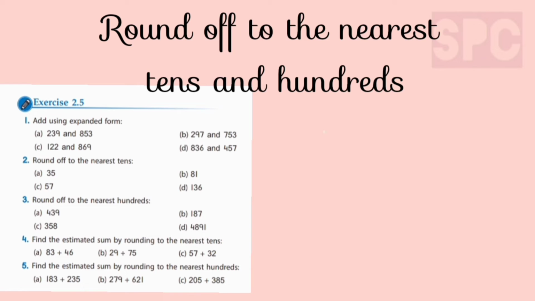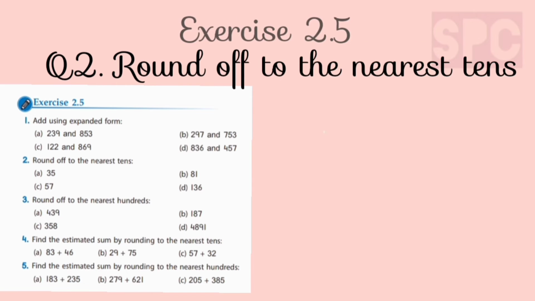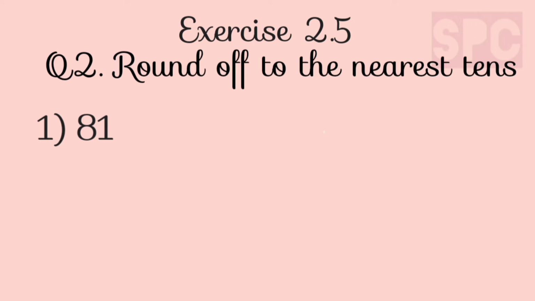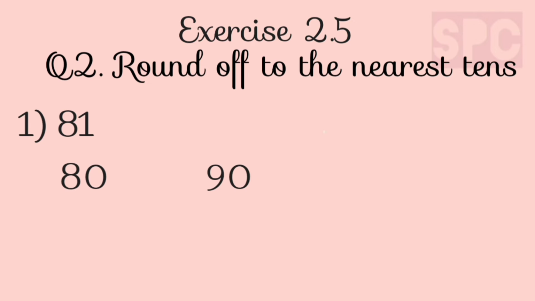So let's start by understanding the method to round off any number to its nearest tens with the help of an example. First example, 81. Now we have to round off 81 to its nearest tens. We all know that 81 lies between 80 and 90.